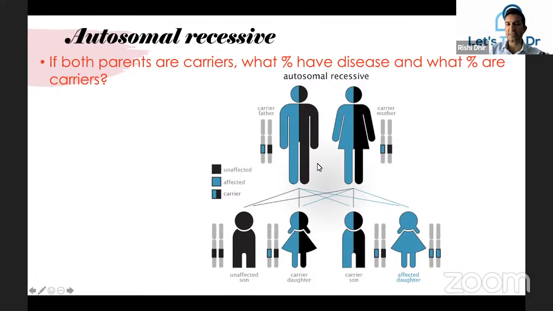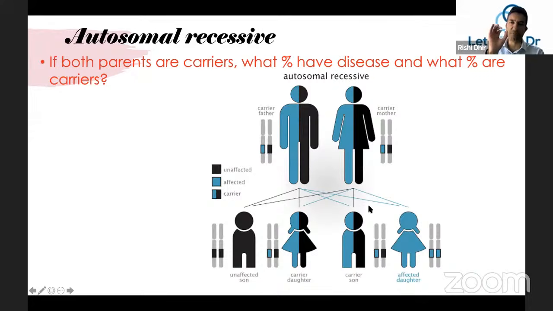In this case, we can see here, if we think of the black as the normal gene, the blue is the abnormal gene. This boy here gets the black from the dad, black from the mum, so he's unaffected. The daughter gets the blue from the dad, black from the mum, so she's a carrier. The son gets the blue from the mum, black from the dad, so he's a carrier, and the daughter gets the blue from both, so she's an affected daughter, okay?